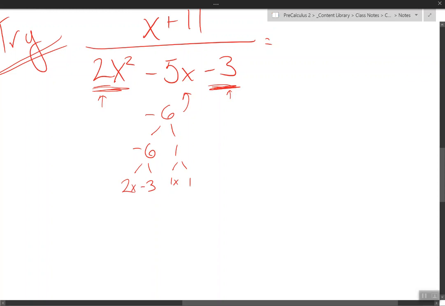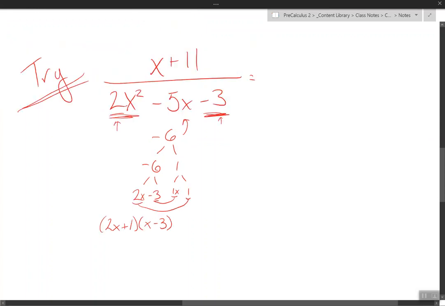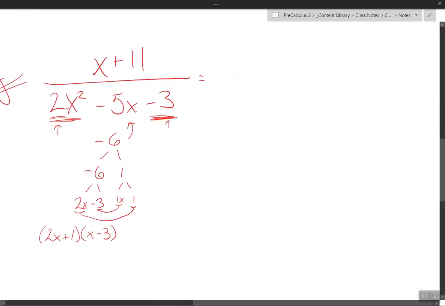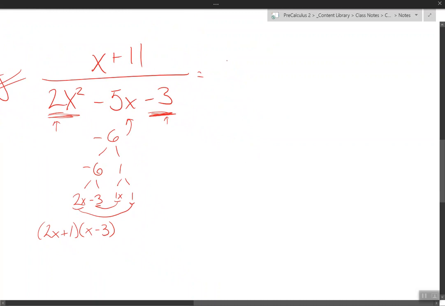To finish off the AC factoring, we want to take an x from one side and pair it with a not x from the other. Those will be our binomial factor pairs. So we've got 2x plus 1 and 1x minus 3. Those are the factors of the denominator. So that's what we're going to use to set this up.